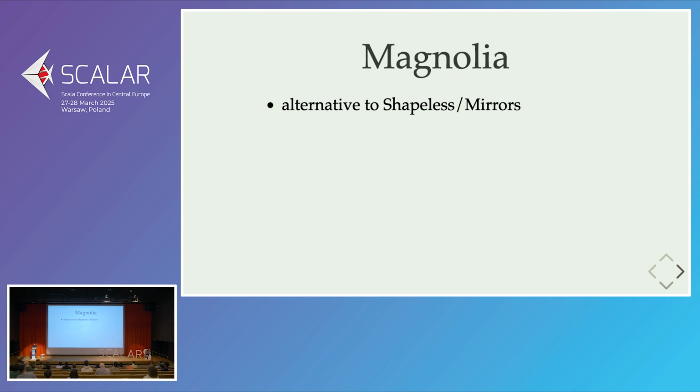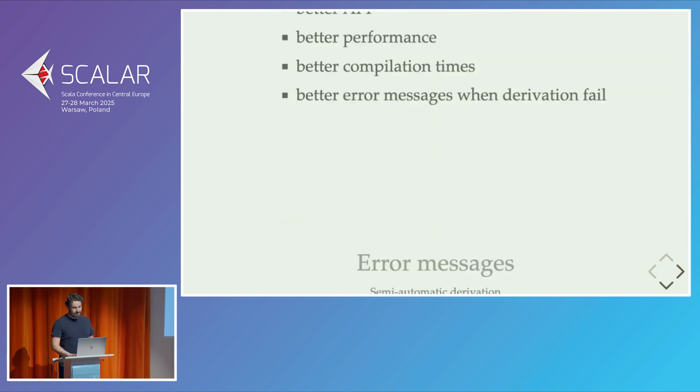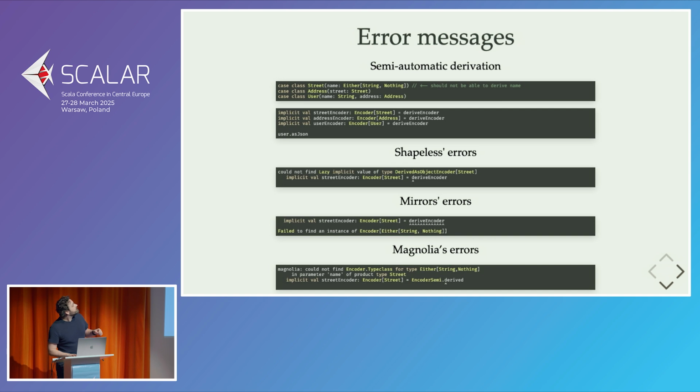when Scala 3 appeared, also an alternative to mirrors. It boasts about a better API, because let's not dig into the details, but it's supposed to have a better API for the users if they want to implement anything based on type class derivation. It should have better performance, better compilation times, and better error messages when the derivation fails. So let's start with the last claim. I hope you see it.